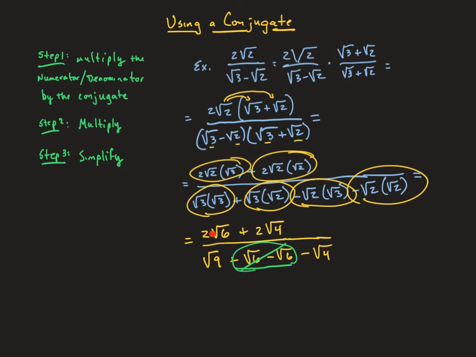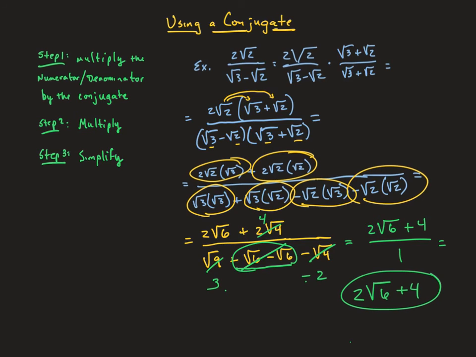There's not going to be a lot I can do with this expression because square root of 6 doesn't have a perfect square in it, but I will be able to change this expression. The square root of 4 is 2, so this is going to be 2 times 2, or 4. This is going to be 3, and this is going to be minus 2. So we end up with 2 square root of 6 plus 4 over 3 minus 2, which is 1. So the answer is going to be 2 square root of 6 plus 4.